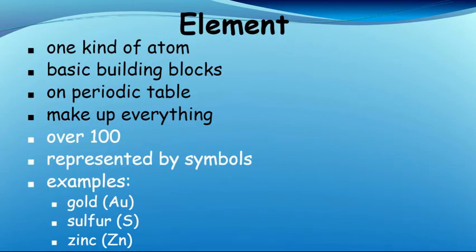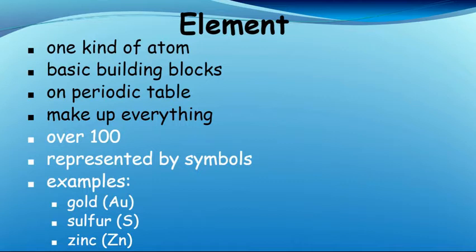Well, an element is one kind of atom. It's the basic building blocks, and they are found on the periodic table and they make up everything. So if you really stop to think about it, there's over 100 elements that have been discovered so far. That means that everything you see, touch, feel is made up of just those elements, nothing else.